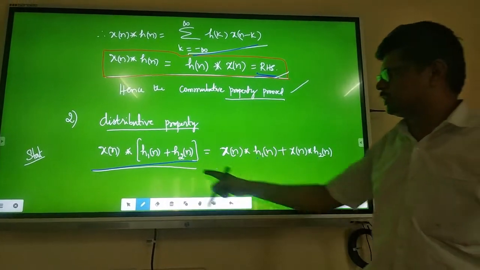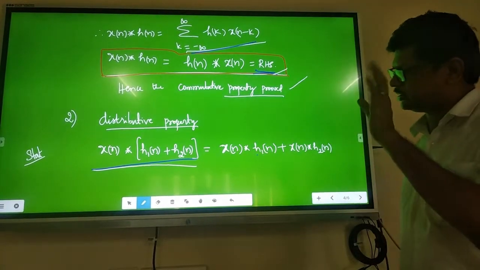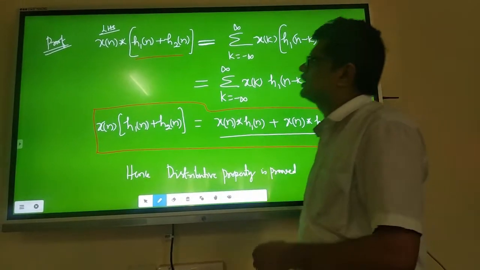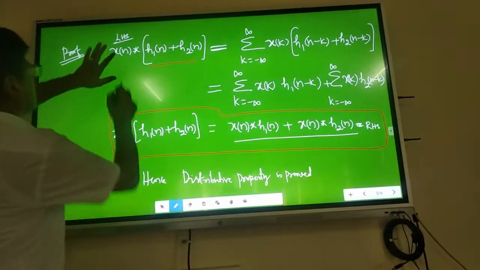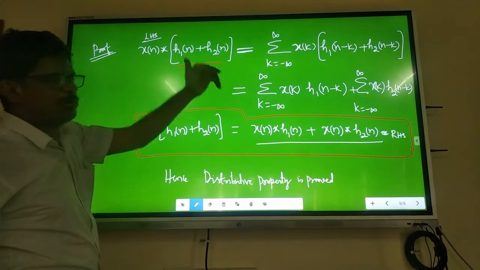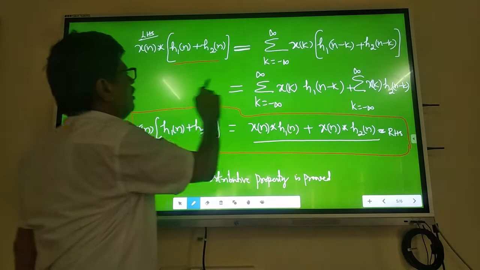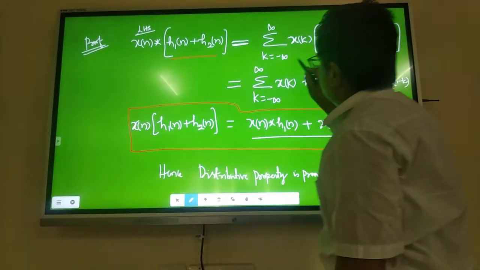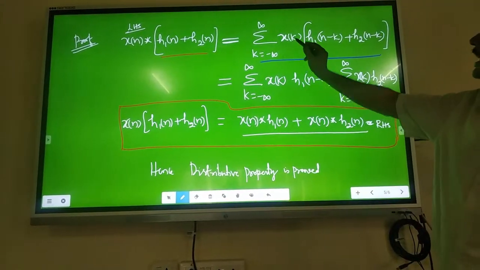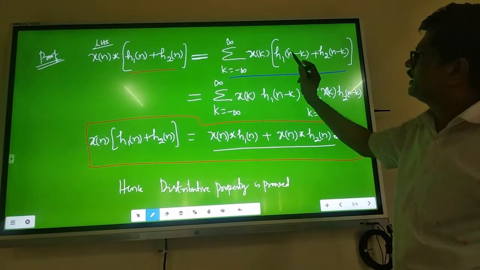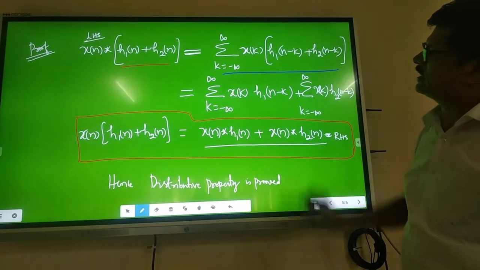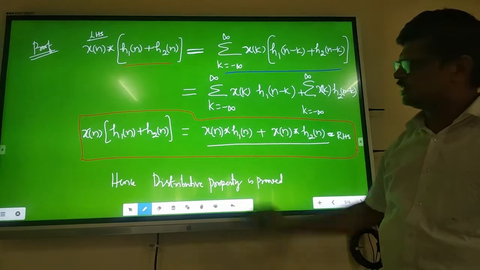Very, very simple. Now, this needs three signals instead of two, and on the right side you will get two terms. Now what will you do? Take the LHS, write x of n convolved with h1 of n plus h2 of n. Write the standard formula for convolution: the summation k equal to minus infinity to plus infinity of x of k into h1 of n minus k plus h2 of n minus k. Then split this.